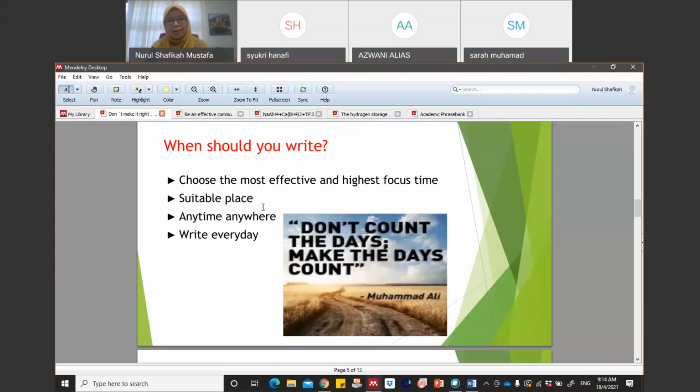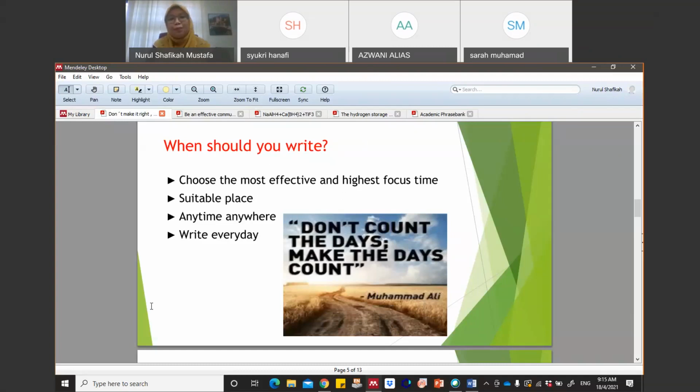So before that, you must find the suitable place. Okay, anytime, anywhere, and write every day. So first, cari tempat yang paling sesuai untuk you tulis lah. Suitable place. Somebody likes to write in a very quiet place and other people like to write in maybe not so quiet a place, because maybe if it is too silent, it is easy to feel sleepy.